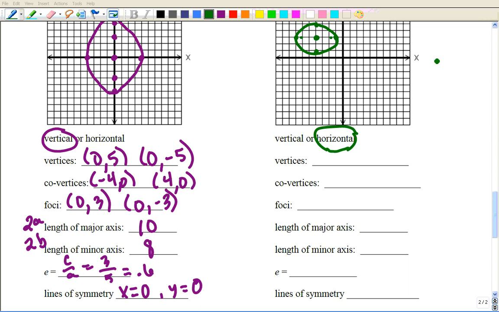Okay, so the vertices are going to be the endpoints of the major axis, the longer axis. So we have the points -1, 3 and -7, 3. The co-vertices will be at -4, 5 and -4, 1.